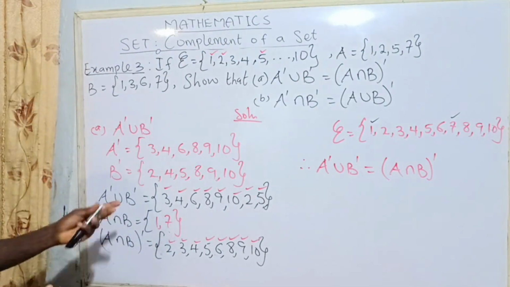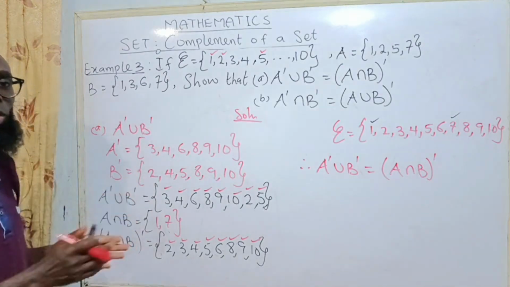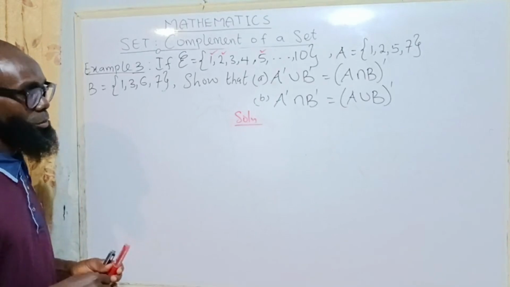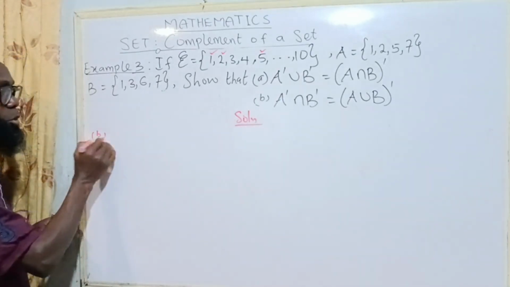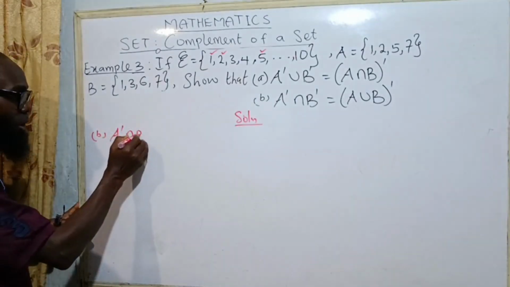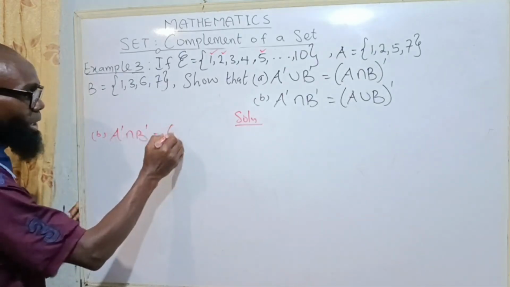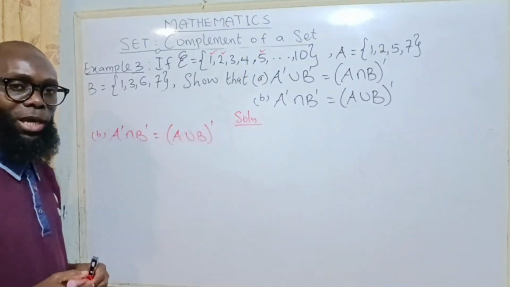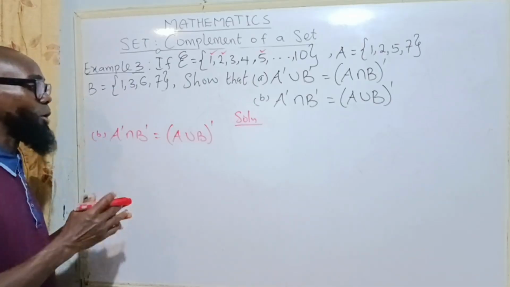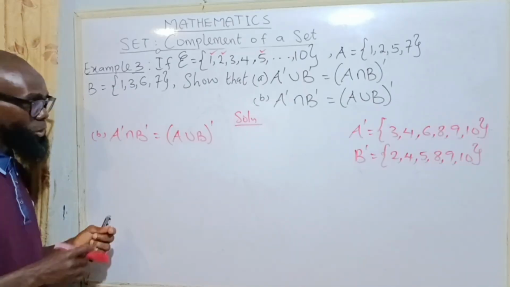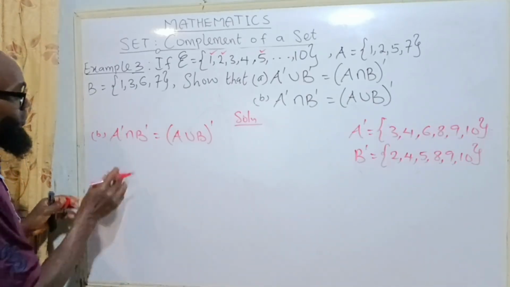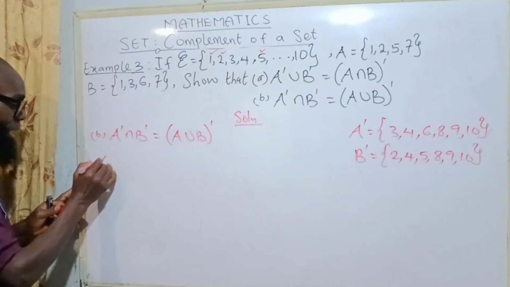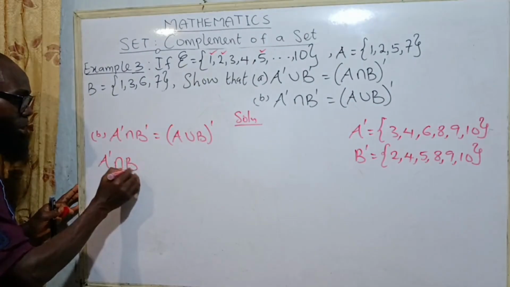So this is how to prove it and how to go about it. Let us look at the second one. We want to prove the second one. Question B: we want to prove that A complement intersection B complement is equal to open bracket A union B complement. Don't forget, we've done A complement and B complement before. So let us first look at A complement intersection B complement.